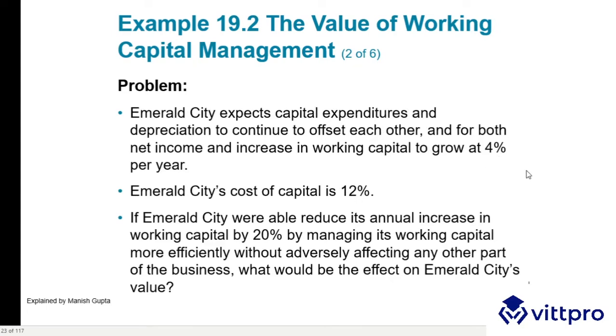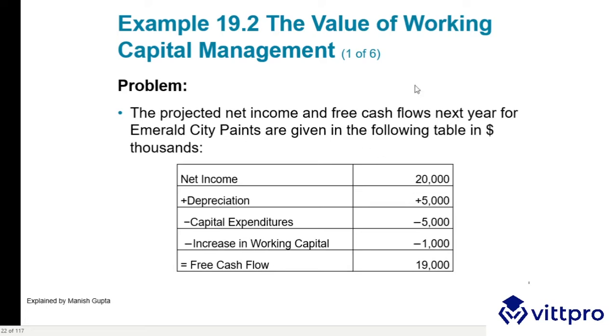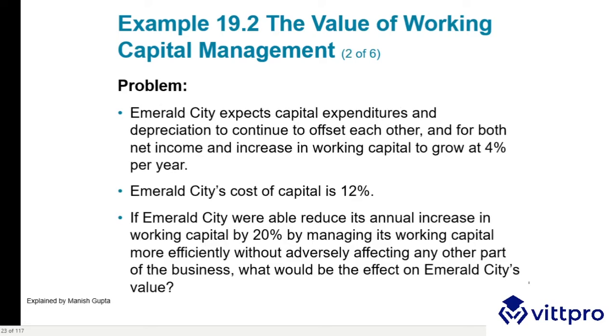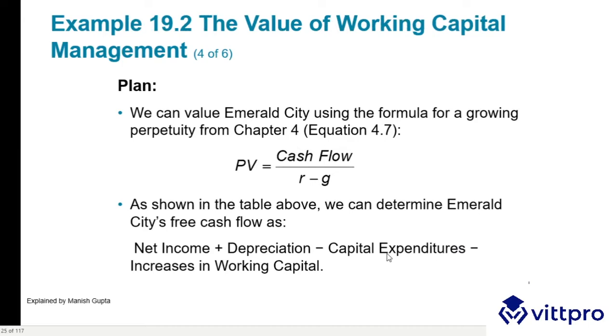So 8%. Now the other scenario that this Emerald City is asking about: what if we are able to save 20% of the working capital requirement? The 20% saving on 1,000, and then it will increase at 4%, right? The savings will also increase at 4%. That means you are saving around $200 every year, correct? So your working capital would reduce from 1,000 to 800, and that's how it will be. So you need to use the formula cash flow divided by R minus G.